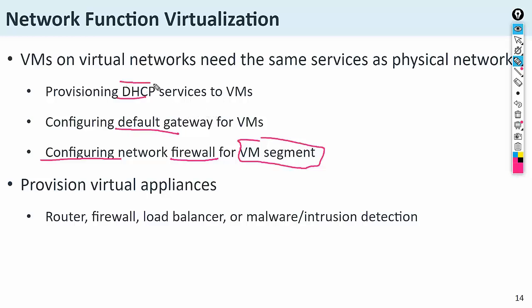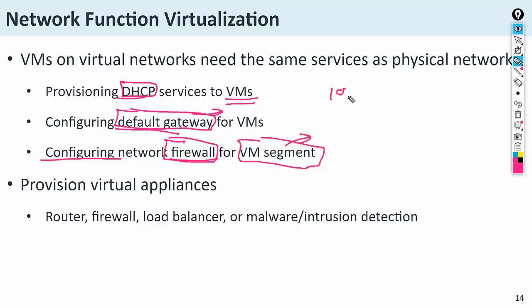Like a DHCP server, you require it to provide the IP address to the VM machines. It may be 1, 2, 3 or 15. You will have to provide a default gateway for the virtual network or virtual network appliances, any appliances like a switch, router or firewall, similar to a real machine. And configure the firewall and make the segmentation of the VM machines.